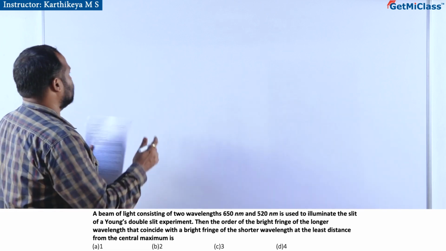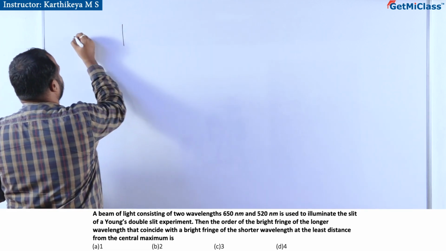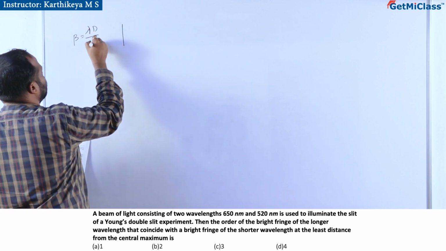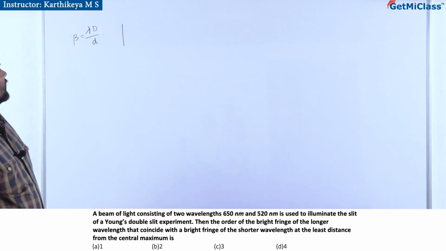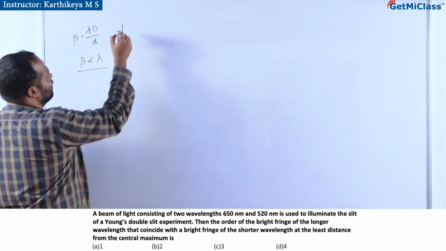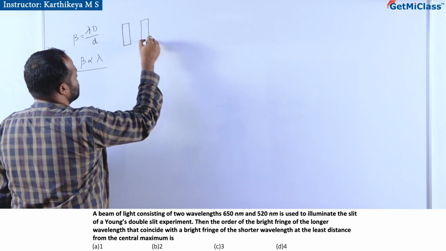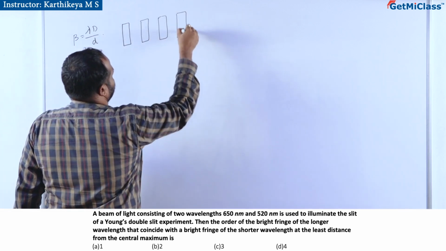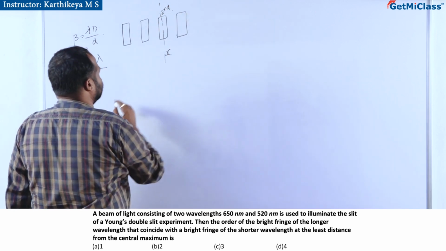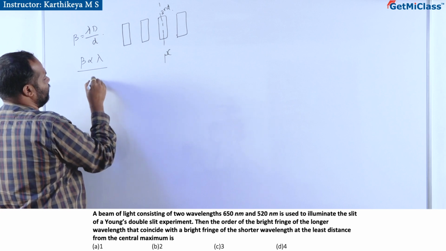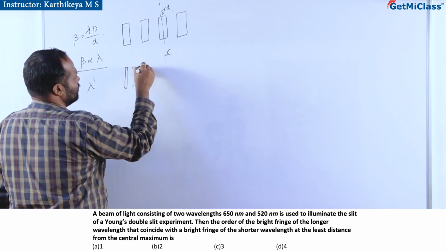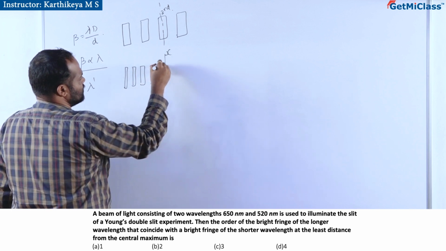See the location. If you see the fringe width, beta is lambda D by d. So more the wavelength, more is the width of the fringe. So if the fringe width is bigger, suppose you get a third bright fringe at the location x with the smaller wavelength lambda dash, you are going to get more fringes.